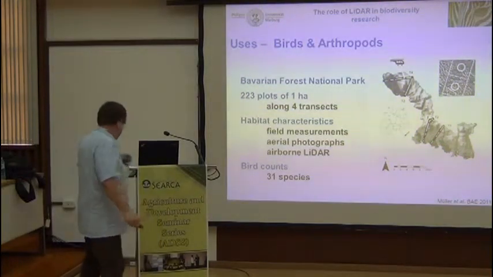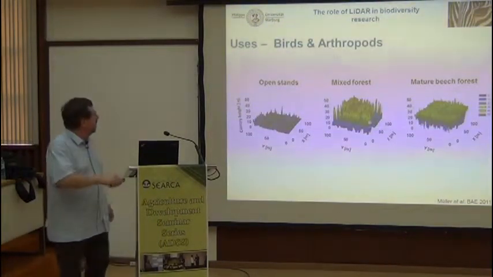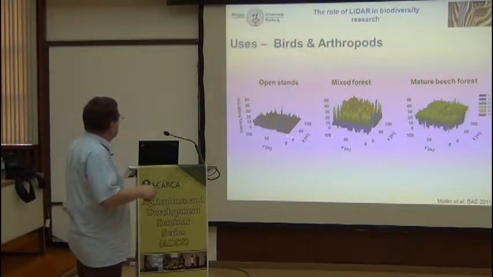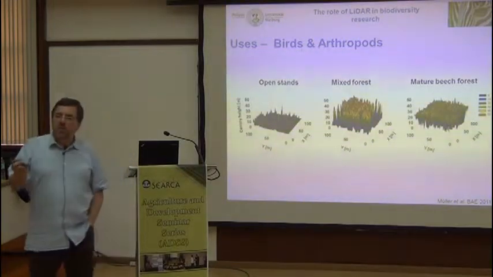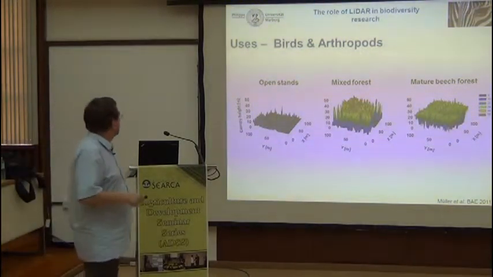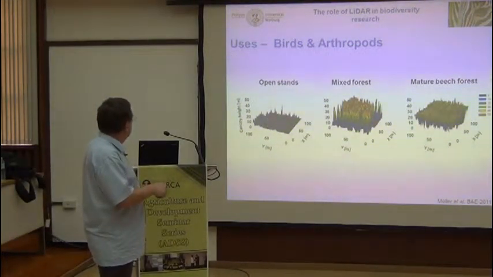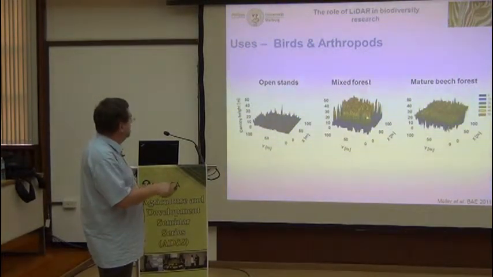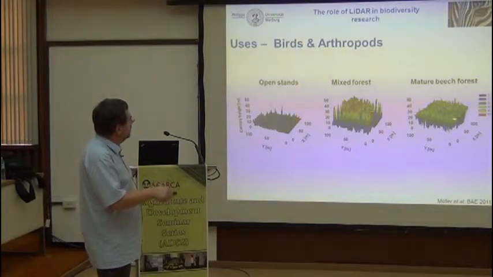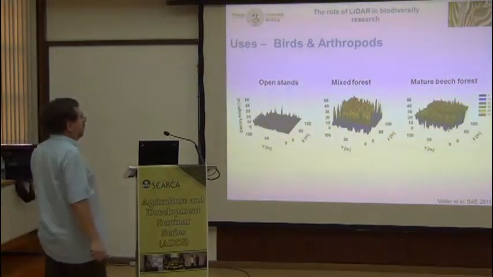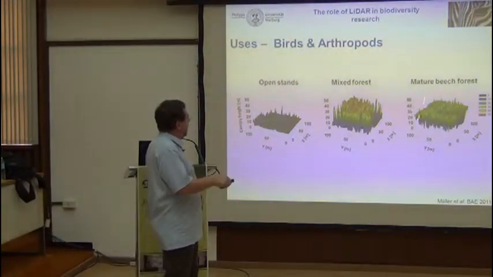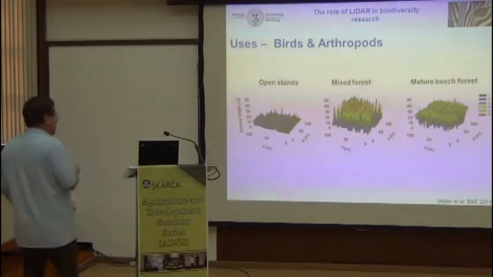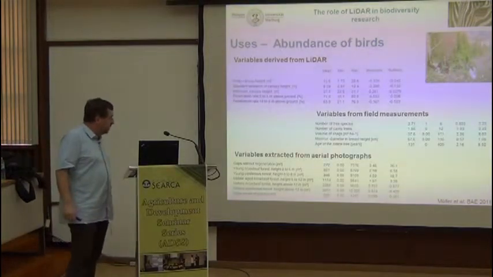To give you only an impression of what you get, these are 1 hectare plots, for example, for birds. It's an appropriate plot size. Here you have open stands, and you have the canopy height estimated from LiDAR. Here you have mixed forests, different forests with forest gaps. Here you have mature beech forest, where you can see again the height. So you get very clear, very detailed pictures about the habitat structures.